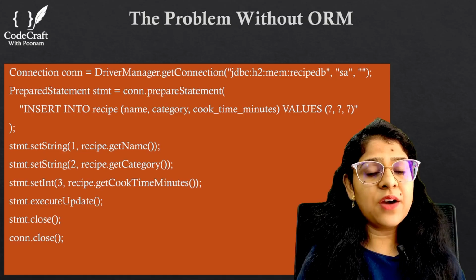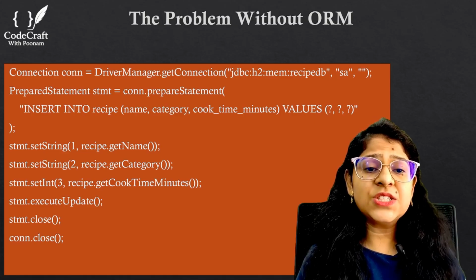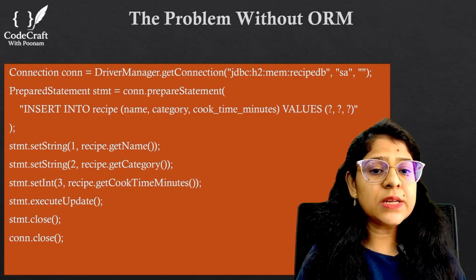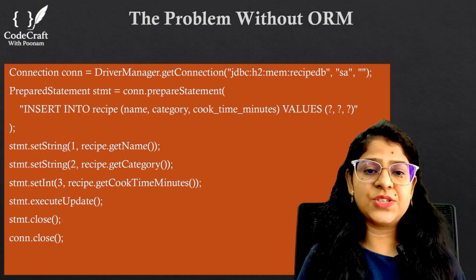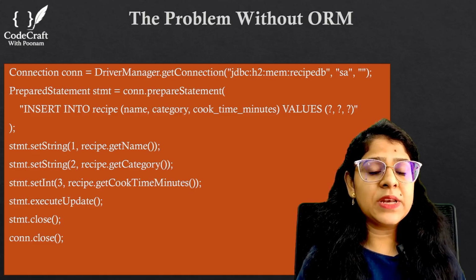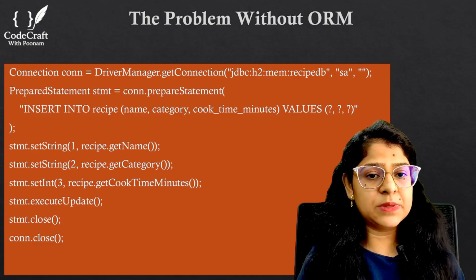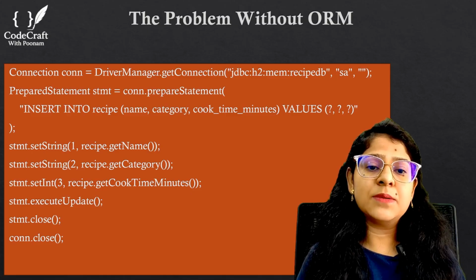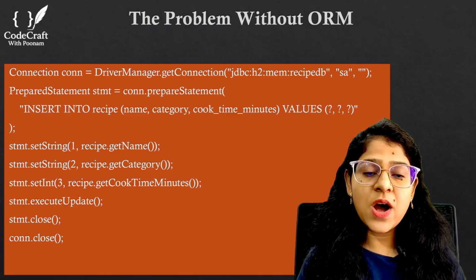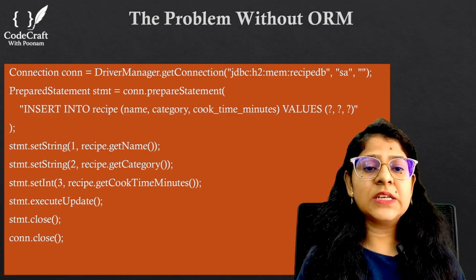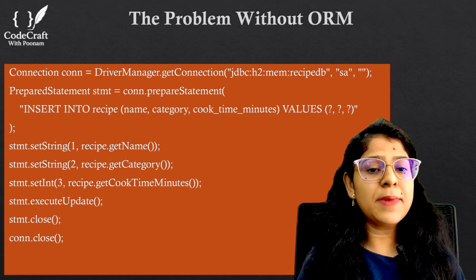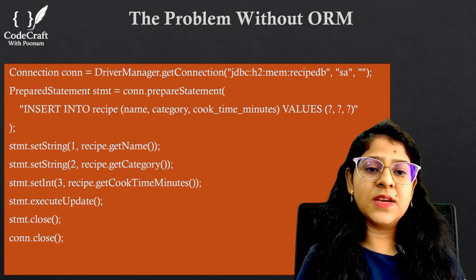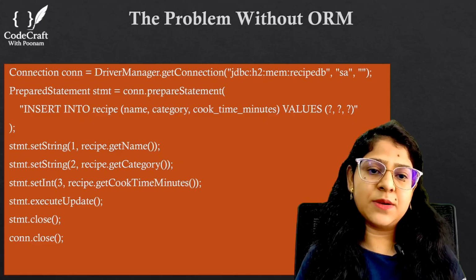Here you have lots of boilerplate code. SQL strings are error prone and hard to maintain. Switching database means rewriting all your SQLs. No automatic mapping between objects and tables is present, right? That's why ORM comes into the picture. So what is ORM? ORM is object relational mapping. It is a technique that automatically maps your Java world and your database world.